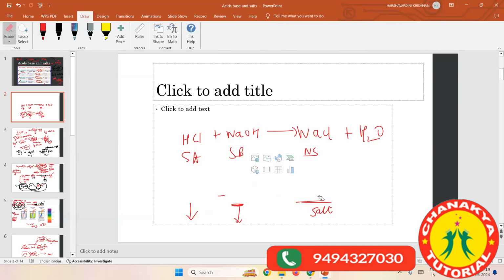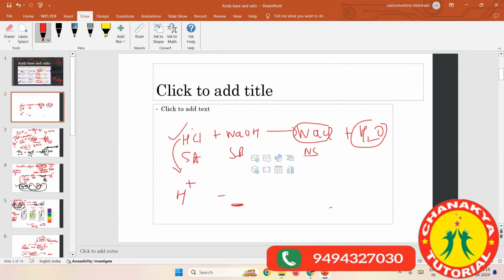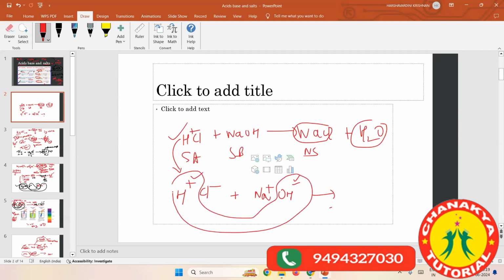Now I'll explain you the reaction. Only for one I'll explain, and the rest of you please watch the recording because it will take one full class to explain everything. So HCl: how NaCl and H2O have come. This is basically H plus ions and Cl minus ions, and then Na plus ions and OH minus ions. We already know that positive attracts negative, positive and negative attract each other, right? Everybody knows that?